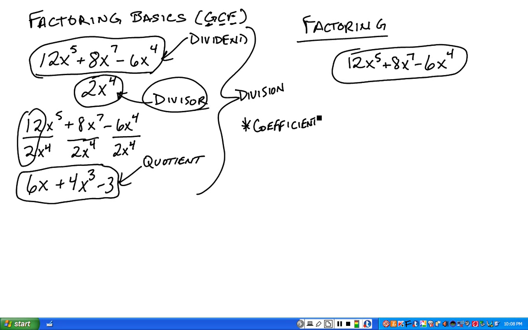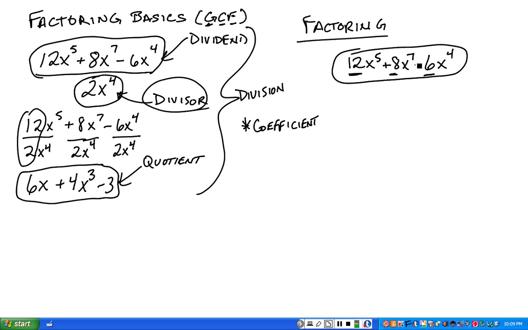First I want to check the coefficients. So I want to look at 12, 8, and 6. Those are the coefficients for the terms in the polynomial that I'm told to factor. I'm trying to figure out, is there a number that goes into 12, 8, and 6 evenly? And what is the greatest factor that 12, 8, and 6 have in common, thus GCF. Looking at these, I have a 12 and a 6, so immediately I think 6.